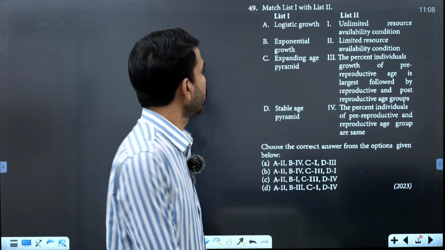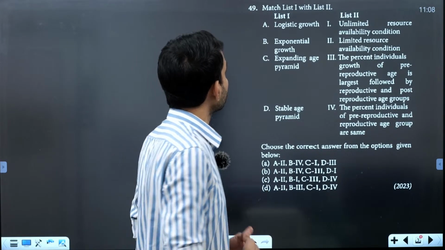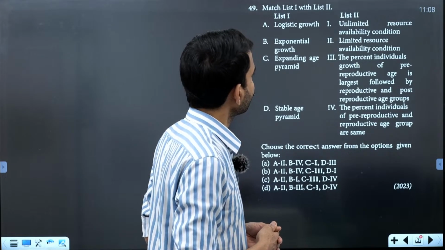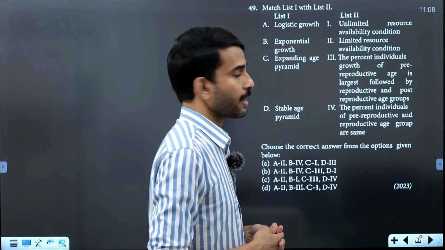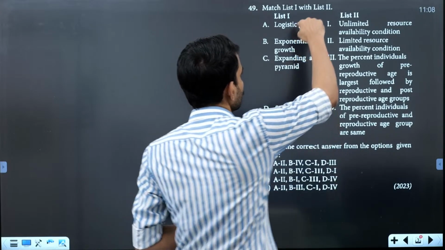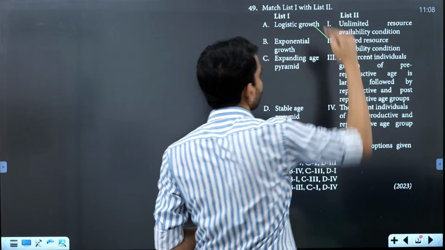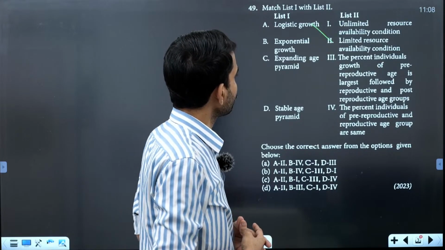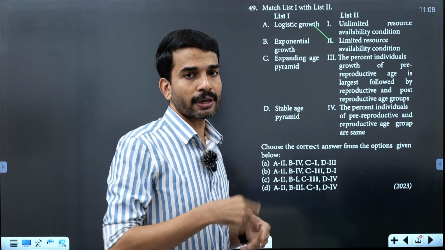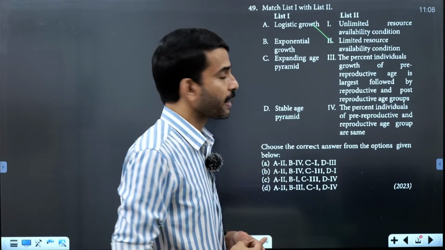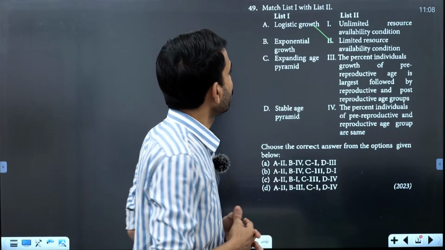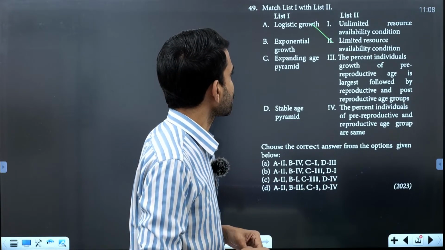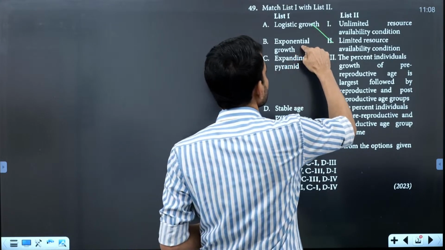We'll just check it. At first we have logistic growth. Logistic growth means we have limited resource availability condition. That means logistic growth will match with 2. Exponential growth, what does it mean? We have unlimited resources, thereby very rapid growth, right? So we have unlimited resource availability condition. Exponential growth will match with 1.